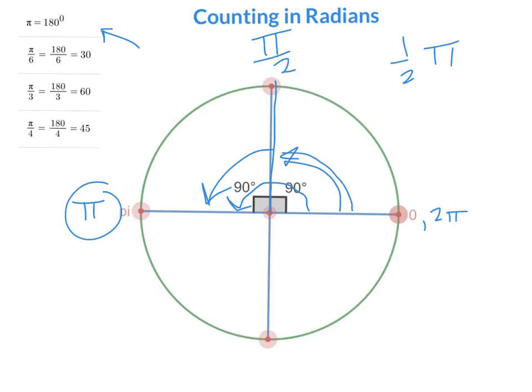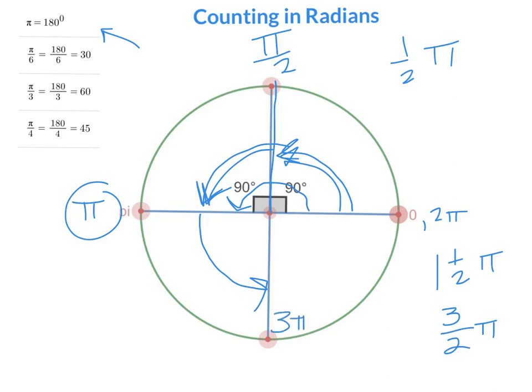So we have half a pi, then a whole pi, and then we add another half, which is a pi and a half. So 1.5 pi really is 3 over 2, right? So this is 3 pi over 2 here. And then all the way back to 2 pi. This works for all of them.